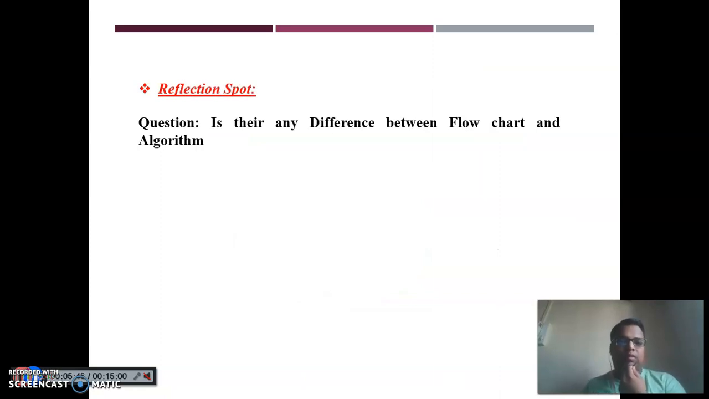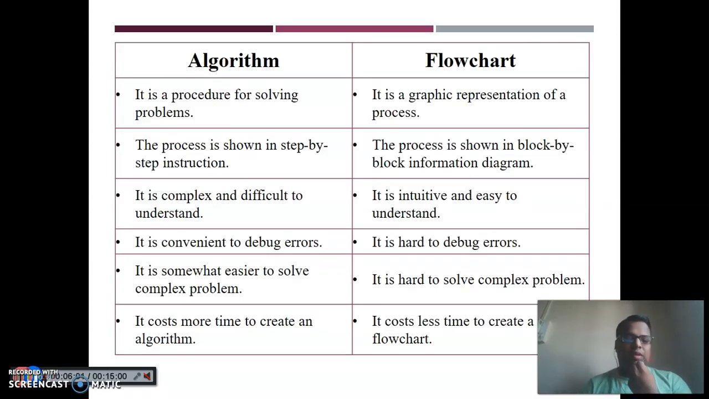Now take a pause and just recall, is there any difference between the flowchart and algorithm? What do you think? Of course, the answer would be yes. So what is the basic difference between the algorithm and flowchart? An algorithm is a procedure for solving the problem. A flowchart is a graphical representation of the process. In an algorithm, the process is shown in step-by-step instructions. In a flowchart, the process is shown by a block-by-block information diagram. Algorithm: it is complex and difficult to understand.